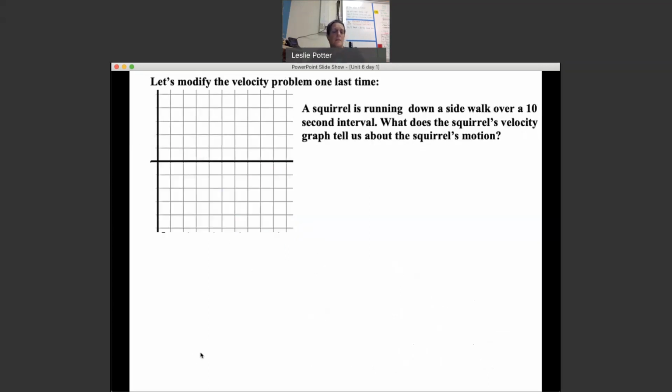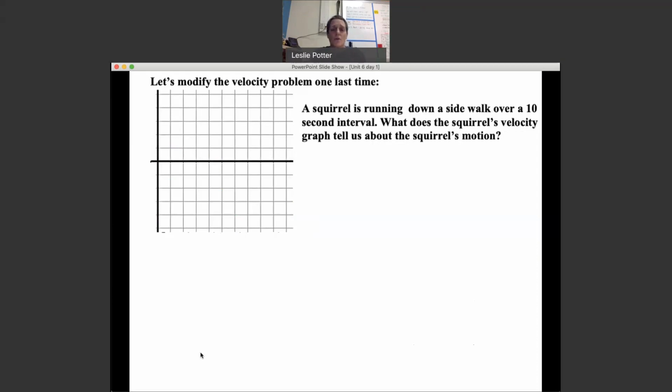Let's take a look at this one. I really modified this question because now I'm talking about a squirrel. But it's kind of the same idea. I just want to incorporate something a little different in each type, right? We had just a flat rectangle, really straightforward. Then we changed the shape up a little bit because our velocity was changing.